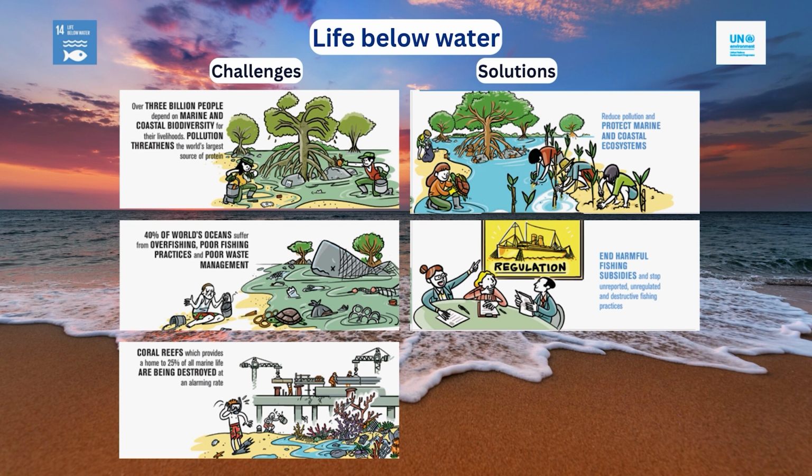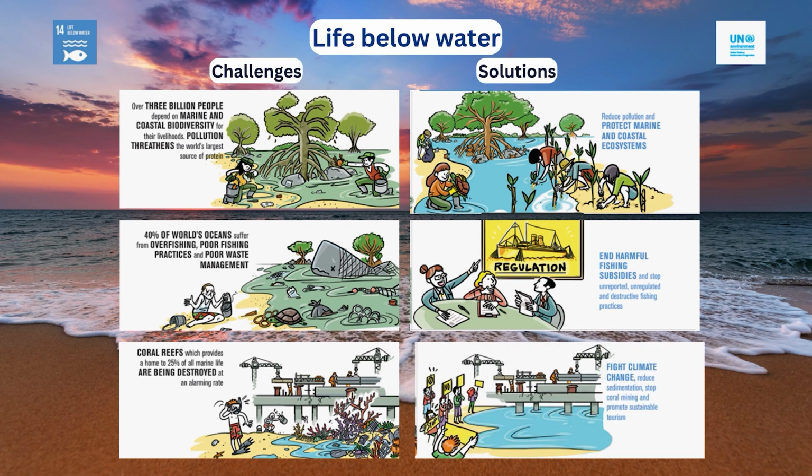That 25% means, when acidification is increasing and the coral system is threatened, that has a direct impact on the other ecological structure in that marine ecosystem. To limit this impact on coral reefs, we need to fight climate change, reduce sedimentation, stop coral mining, and promote sustainable tourism, because tourism is also one of the factors that have an impact on the ecology of the coral reef.